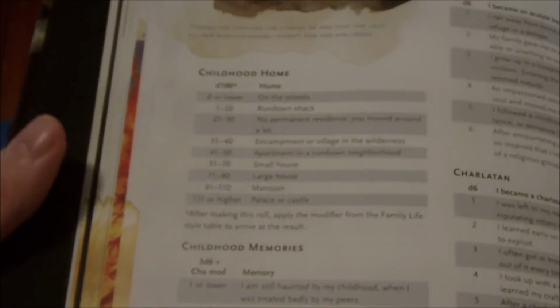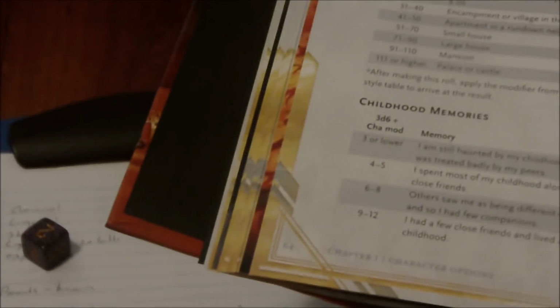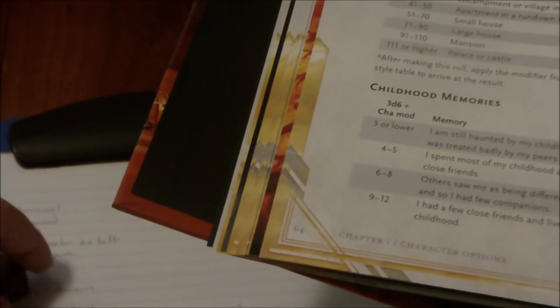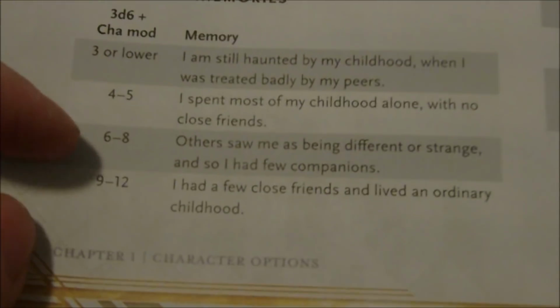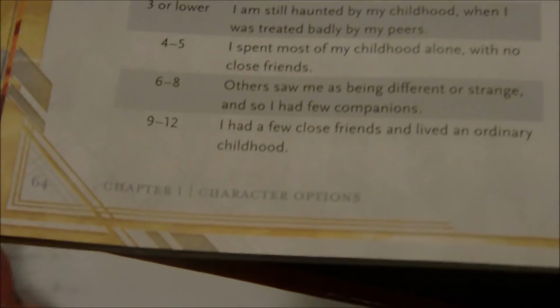Alright, childhood memories. 3d6 plus my charisma modifier, which is -1. So 4, 2, and 2, so 8 minus 1 is 7, so that's still in the same thing. So childhood memories, others saw me as being different or strange, so I had few companions.